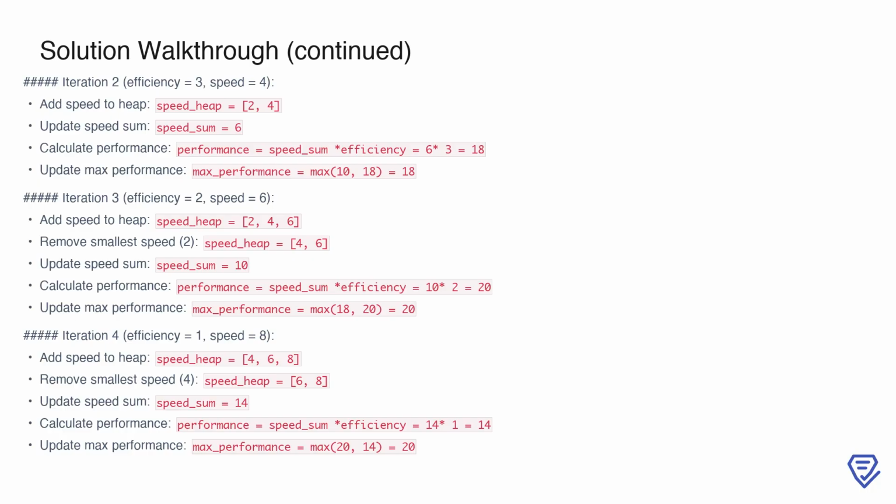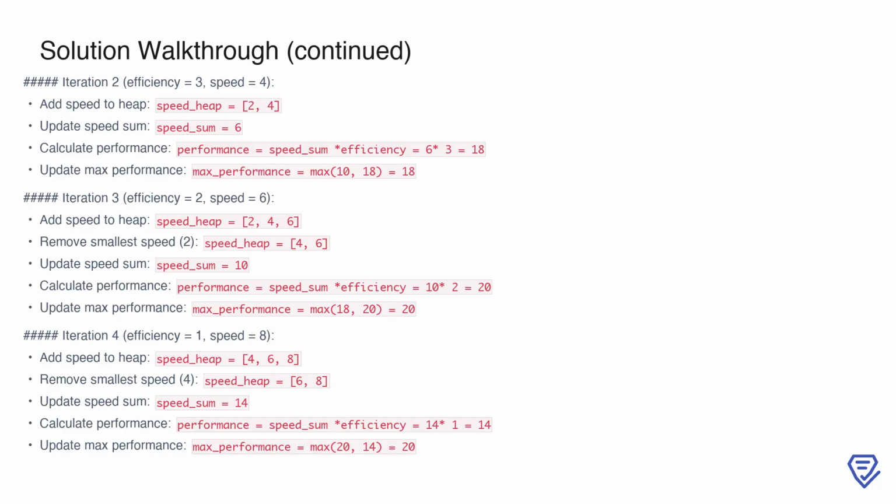Moving to the third engineer, with efficiency 2 and speed 6, we add their speed to the heap. Since the heap now contains more than 2 elements, we remove the smallest speed, which is 2. After adjusting the heap, the speed sum becomes 10. The performance is calculated as 10 multiplied by 2, which equals 20. This becomes the new maximum performance.